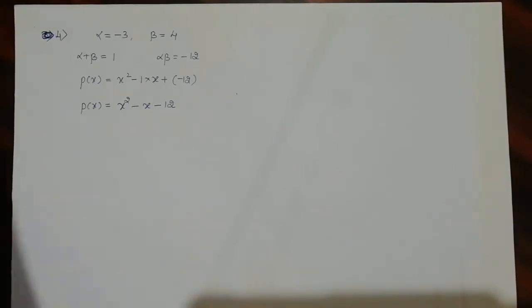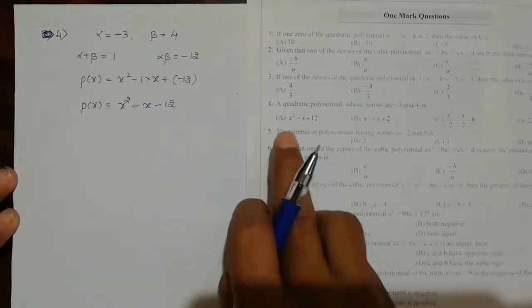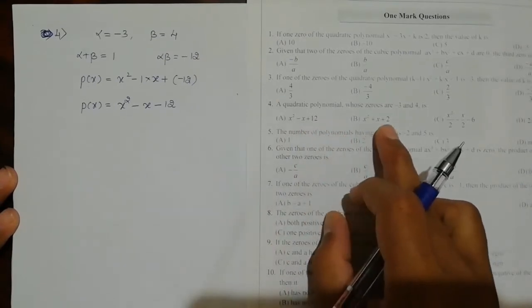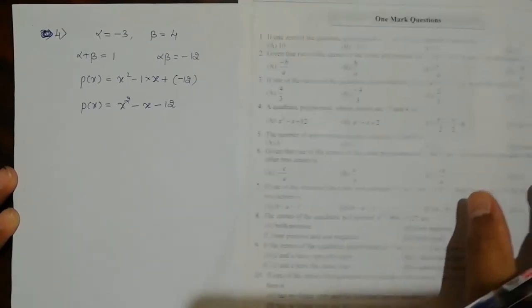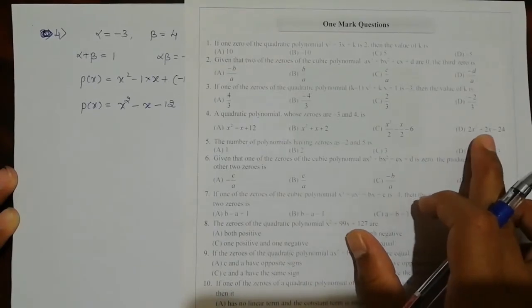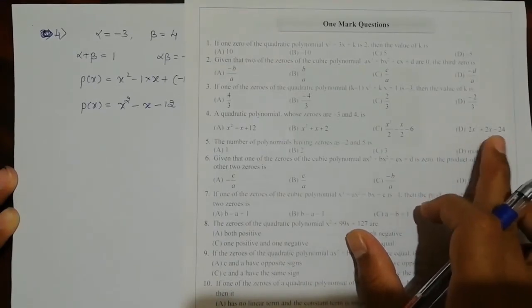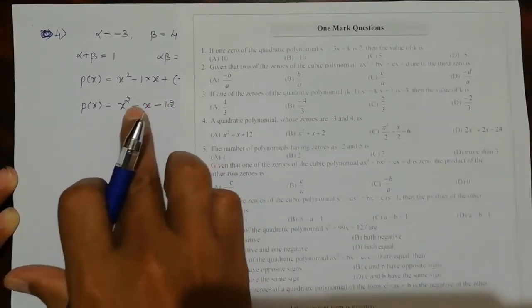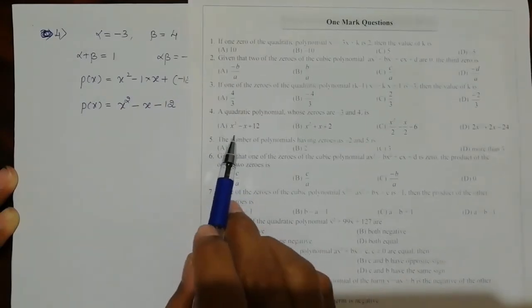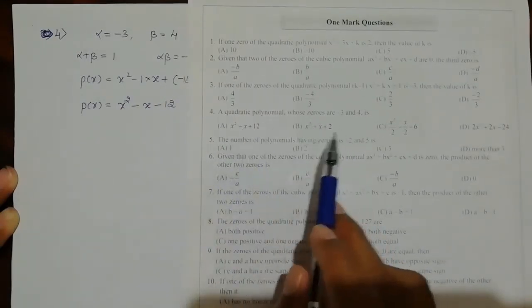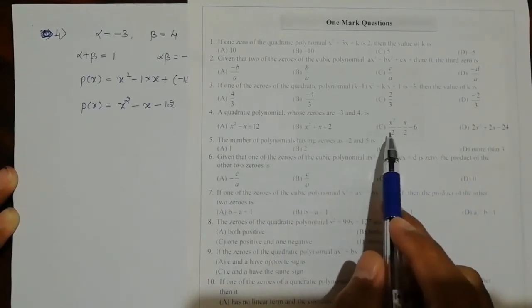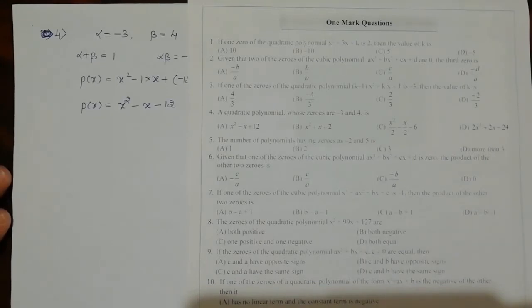Option: x square minus x plus 12, this is a wrong answer. x square plus x plus 2, it's not possible. And look at the last one, 2x square plus 2x minus 24. Just look at the signs: here the second and third terms are both negative. Negative positive is not possible, both positive is not possible, positive negative is not possible, here it is negative negative. Maybe C is the right option, but it is not exactly similar to the top option C.